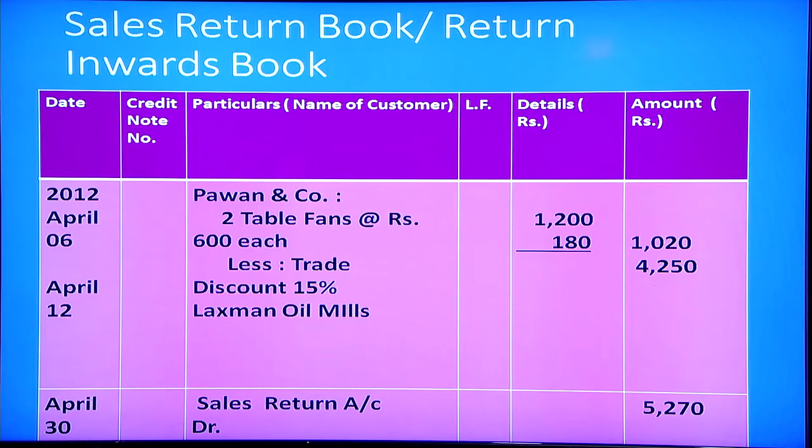2 table fans at rupees 600 means 2 into 600 is 1200. 1200 into 15% will give you 180, and 1200 minus 180 will give you 1020. And from another purchaser also, some goods have been returned, Lakshmi Oil Mills. The amount is 4250. So the total came to 5270. Then on the same line in the particulars column, you have to write sales return account, and in the date column you have to write the last date of that particular month.